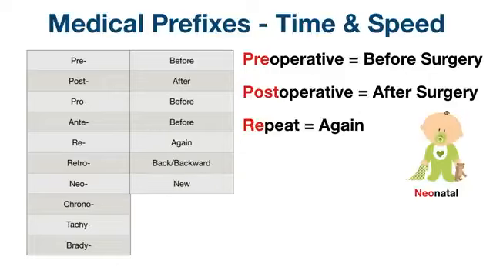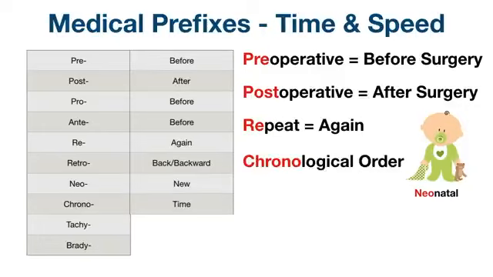Neo means new, and you can think of neonatal, which refers to a newborn child. Next is chrono, which refers to time. You can think of things being in chronological order, which refers to the order in which events occurred from earliest to latest. The last two prefixes, tachy and brady, both refer to speed.